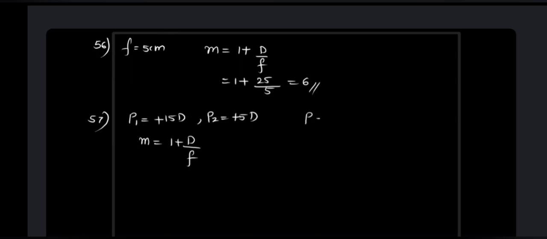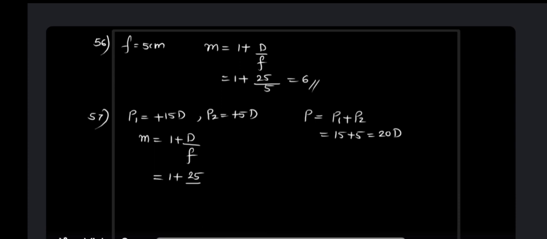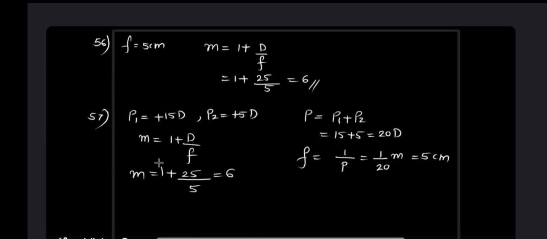So let's combine these two powers. So combination of power is P1 plus P2, 15 plus 5, that is 20 diopters. So power is 20 diopters. Okay, so from here we can find out the focal length. So focal length is going to be 1 upon power, that is 1 upon 20 meters, which is equal to 5 centimeters. So I'll put it over here. Focal length is 5 centimeters. 1 plus D is going to be equal to, we have, that is 25, least distance of distinct vision, and F is nothing but 5 centimeters. Okay, so here also you get the answer as 6. The magnifying power of the lens is going to be 6.